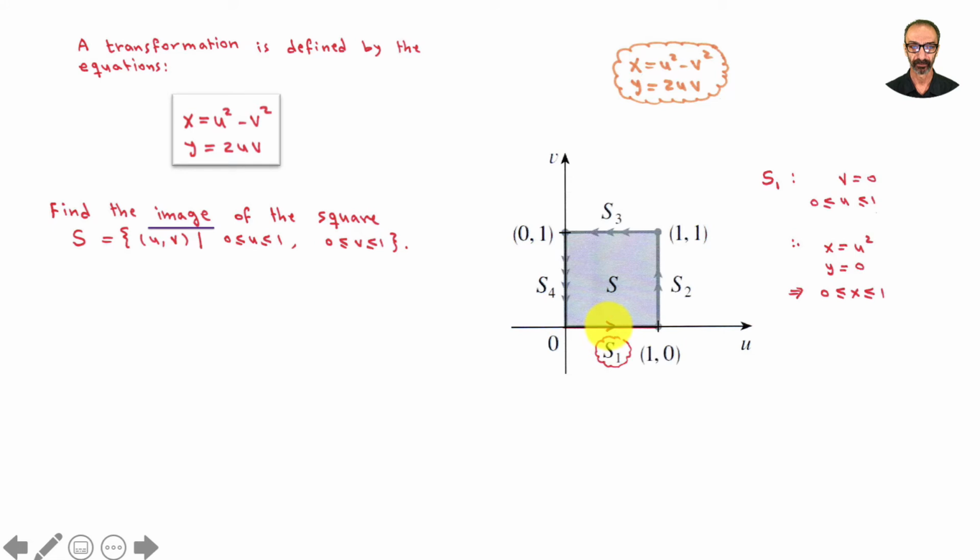Looking at S1, down below right here, we know a few things. We're walking on this line segment, which says that v is 0. So I could just plug in v equals 0 into both equations, and I end up with x equals u squared minus 0, which is x equals u squared, and y equals 2 times u times 0, which is y equals 0.